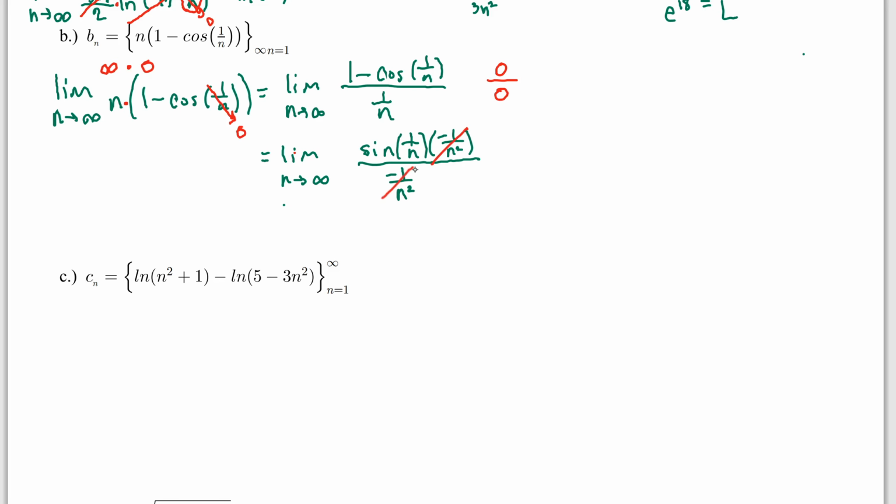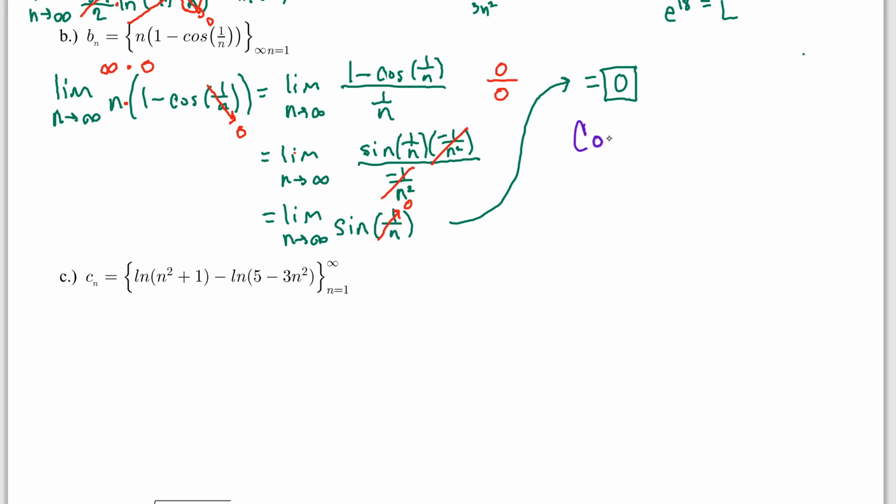When we cancel these factors, we are left with the limit as n approaches infinity of sine of 1 over n. Now, as n goes to infinity, the argument 1 over n goes to 0, the limit then approaches sine of 0, and sine of 0 is 0. Because we have a finite limit, we say that the sequence converges, and in fact, it converges to 0.